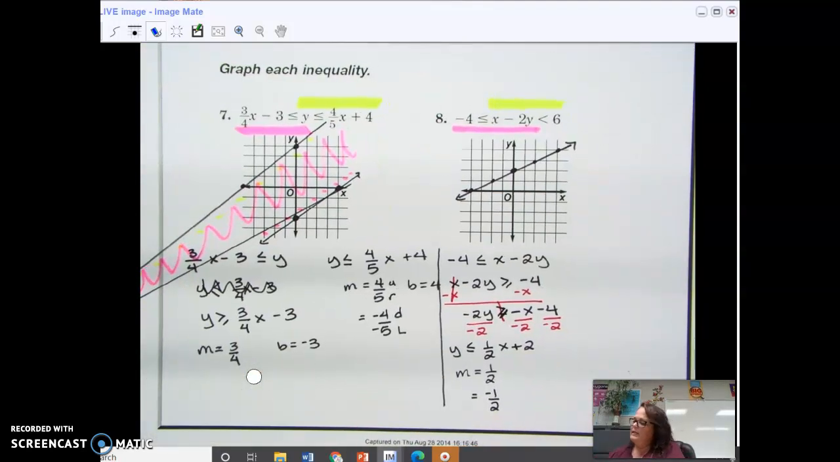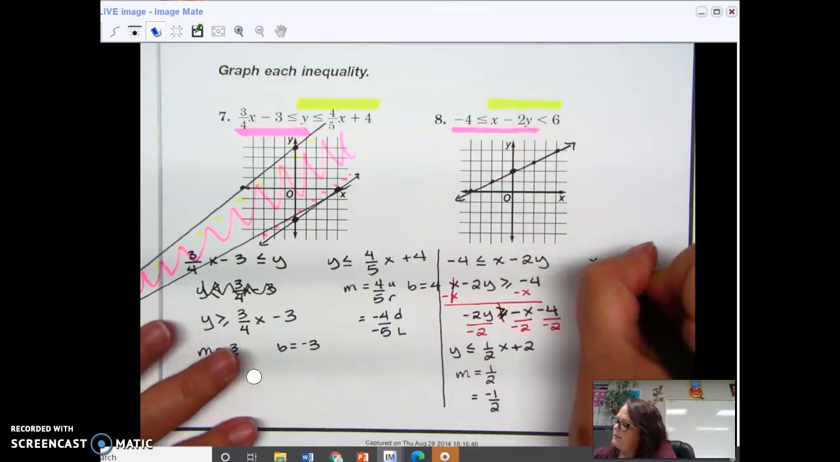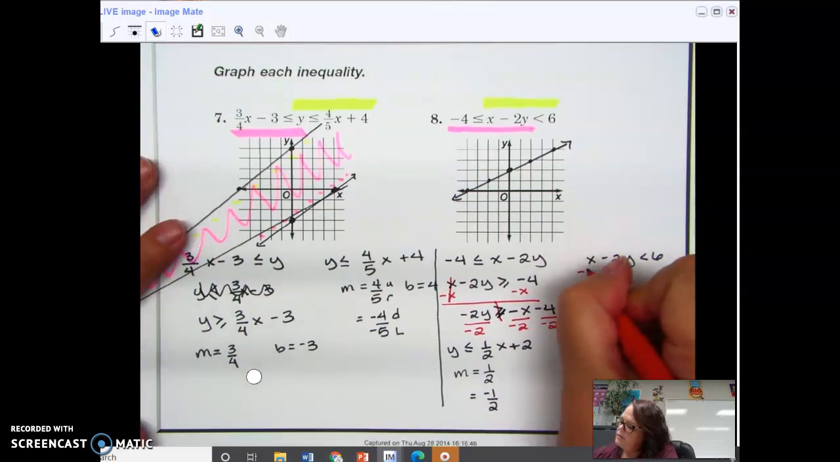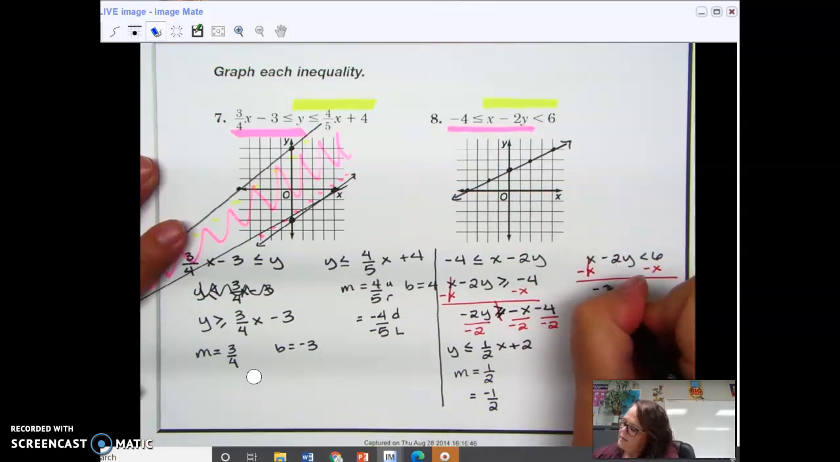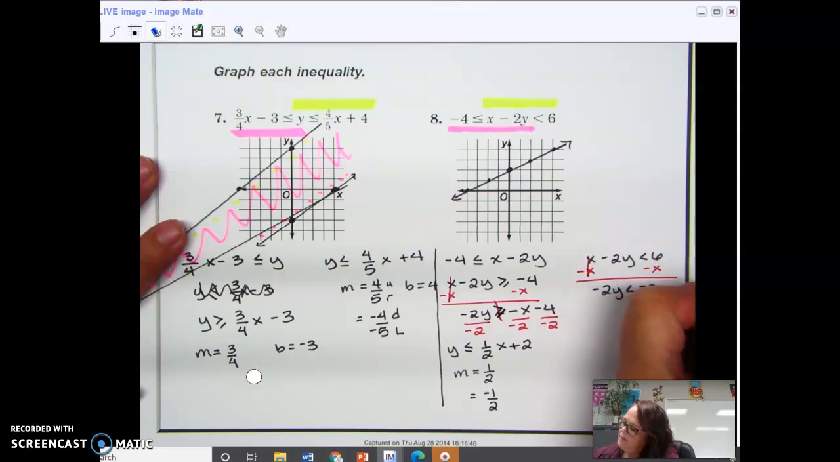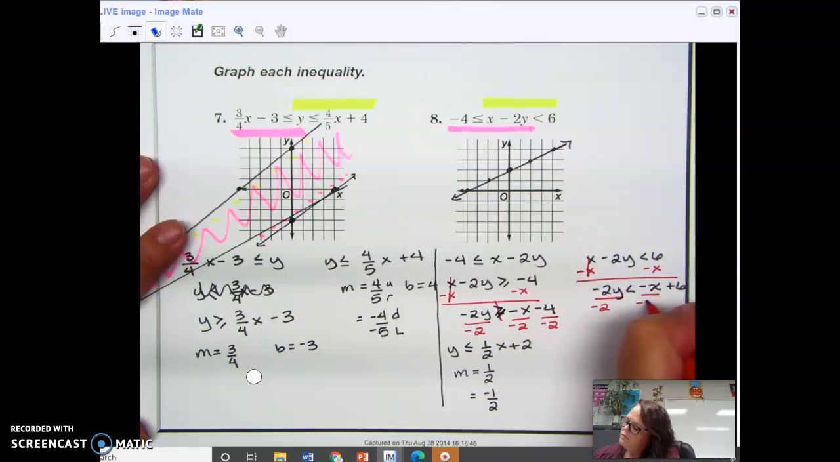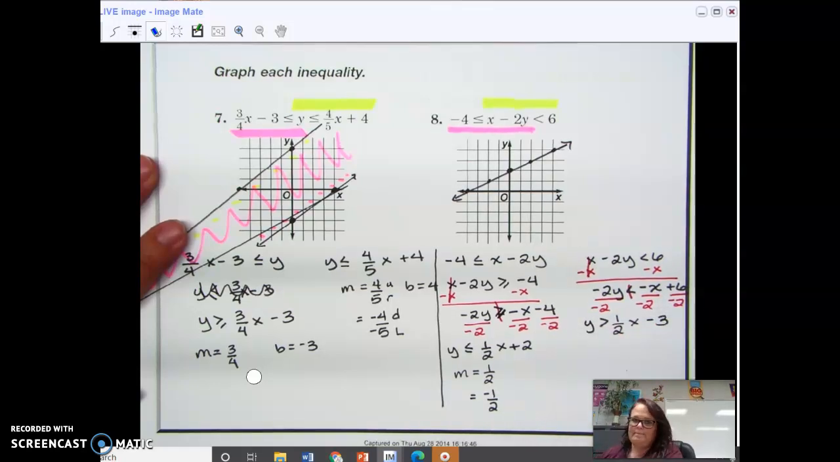All right, the next one we're going to have is x minus 2y is less than 6. Again, we want to solve for y, so we subtract x from both sides, and that does not change the inequality. So I have -2y is less than -x plus 6, but dividing or multiplying by a negative does flip the inequality. So this is going to flip around. We're going to say y is now greater than +1/2 x - 3. Notice this slope is also 1/2. So these are going to be parallel lines.